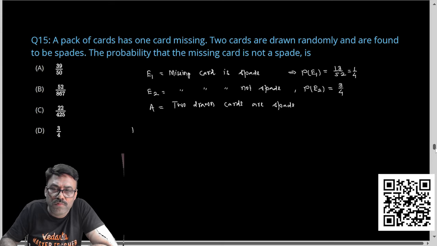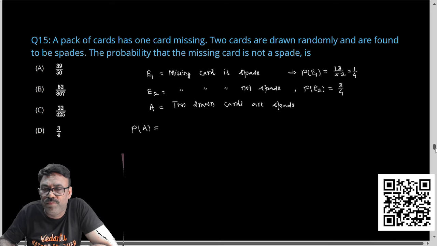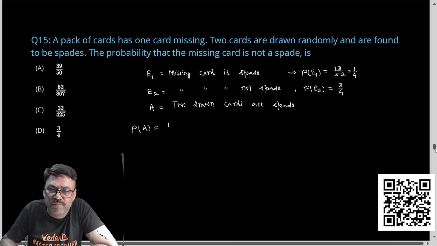Now let's write the total probability that if I draw two cards from the remaining pack of 51 cards, both will be spades. If the missing card is a spade, with probability 1 by 4, I am drawing two cards from 51 cards, 51 C2, and both will be spades, so that possibility is 12 C2, because one spade is missing. So 12 C2 over 51 C2 is the probability of getting both spades if the missing card is a spade. And if the missing card is not a spade, then the probability of getting two spades is 13 C2 over 51 C2.